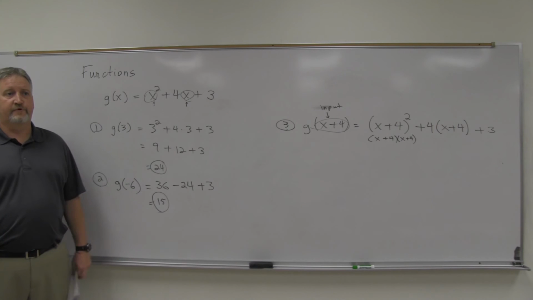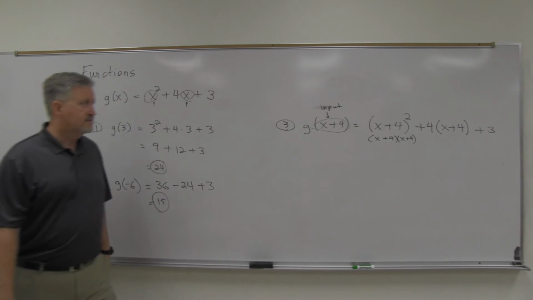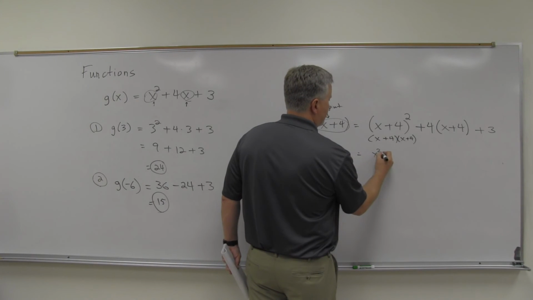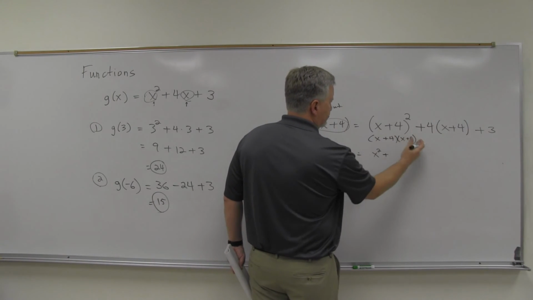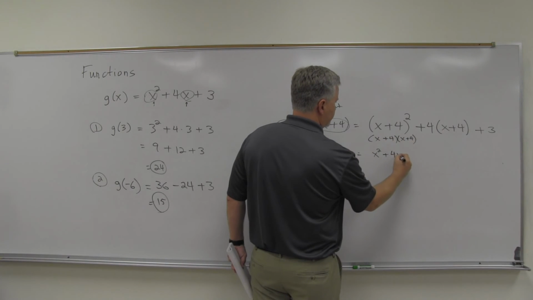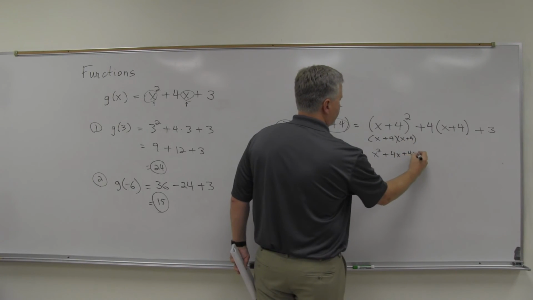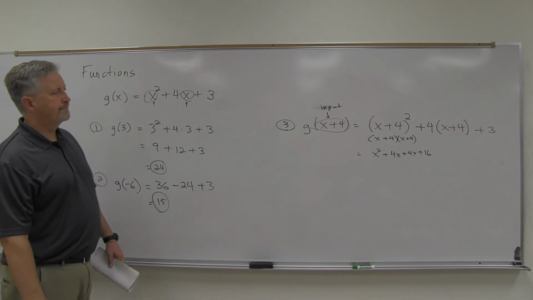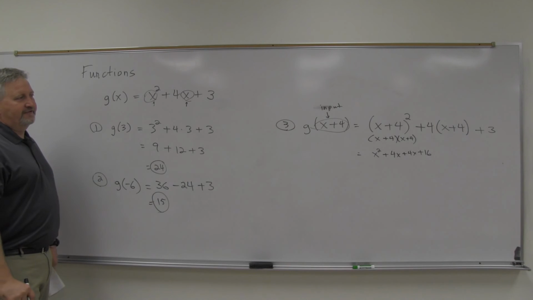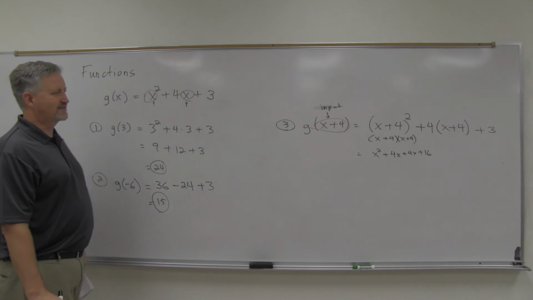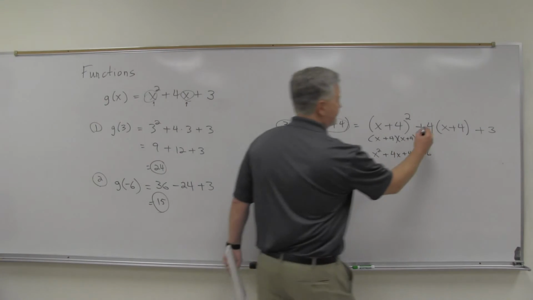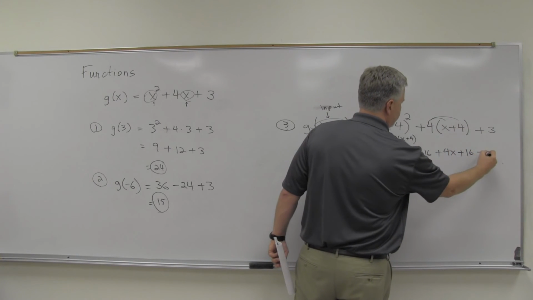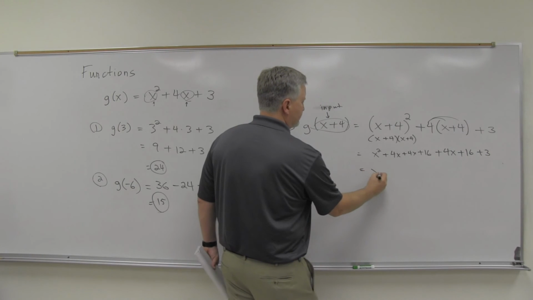You've got to FOIL that out, don't you? Since I've got x plus 4 times x plus 4, I've got to FOIL that out. So you've got x squared. Like I said, if you know the shortcut, but x times 4 is 4x, 4 times x is 4x, 4 times 4 is 16. So you've got a couple more things than just x squared plus 16 there. And then here, it is just distribute, so 4x plus 16. And then we can combine like terms.